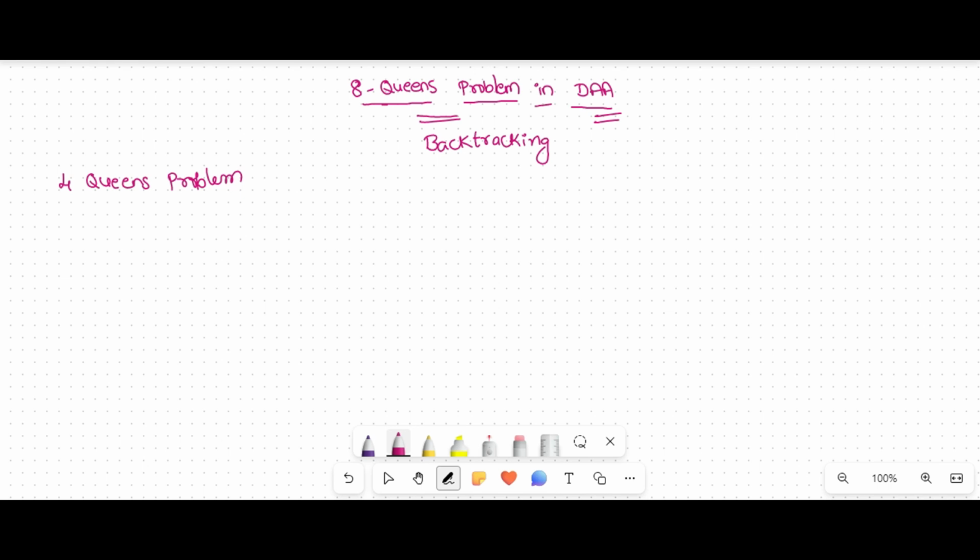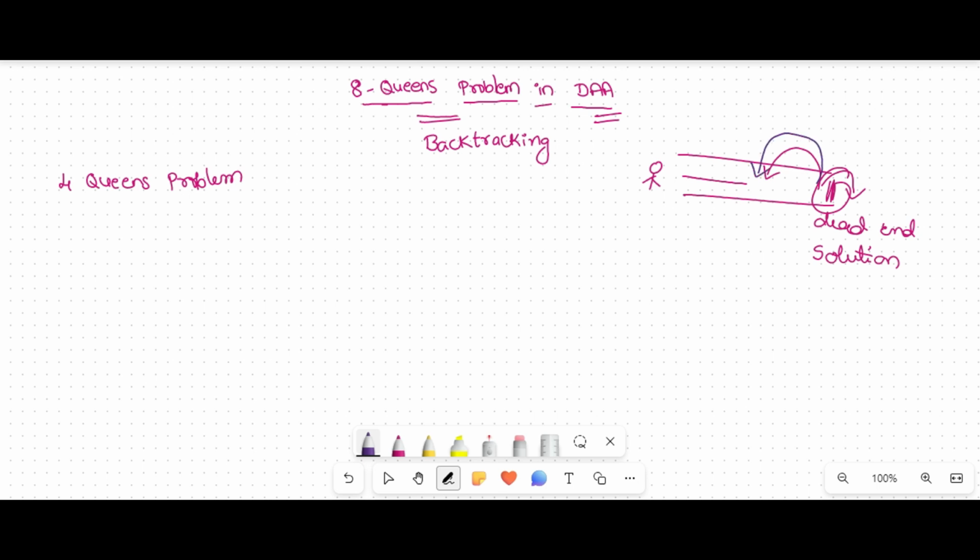Backtracking is nothing but, for example, a person is walking on a road, and this is a dead end. The person has reached a dead end. Then what does this person have to do? Compulsorily, he has to move back, because he or she can't go further. This is called a dead end. There is no possibility of getting a solution for the problem if you have chosen this possibility, so that person should move back. That is the concept of backtracking.